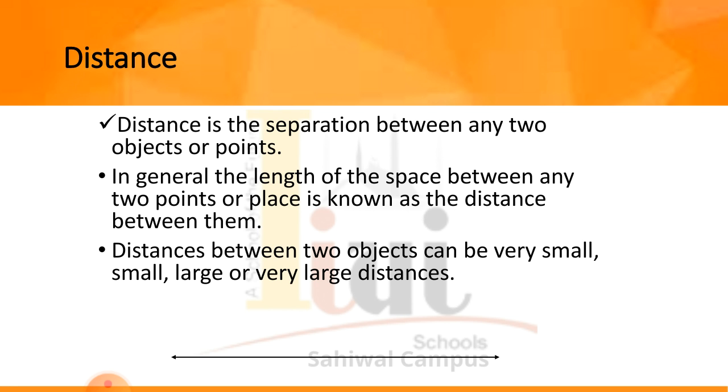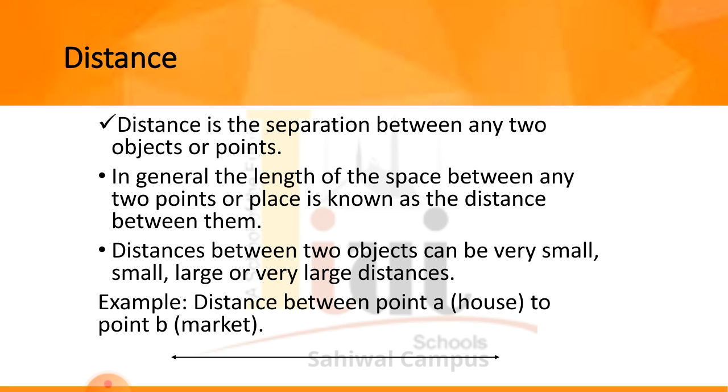So the distance between two objects can be small, large or very large. This type of information about the distance can help us know which mode of transport we have to select to travel this distance. For example, the distance between point A, for example a house, and point B, for example a market. The length that is covered from point A to B is known as distance.